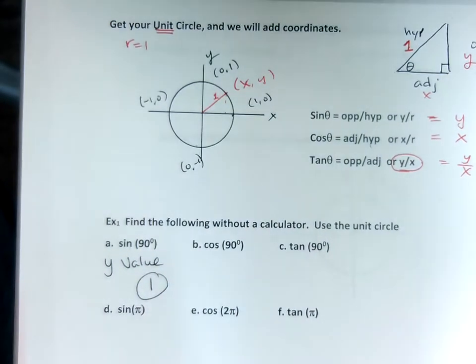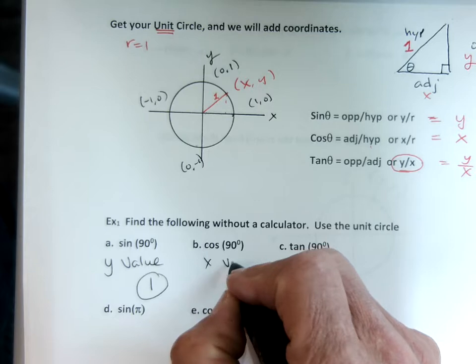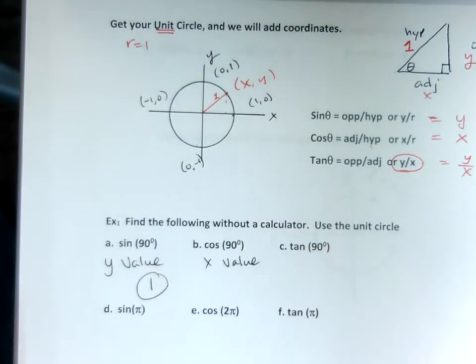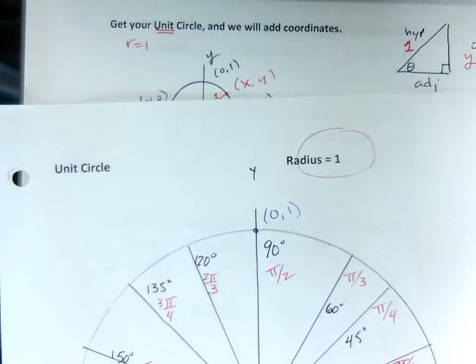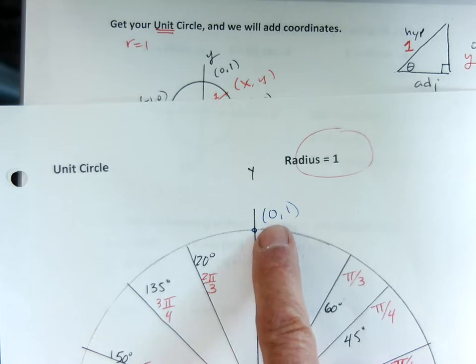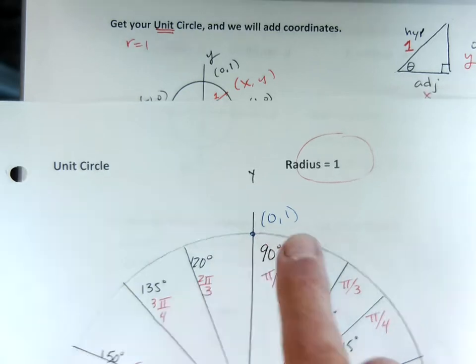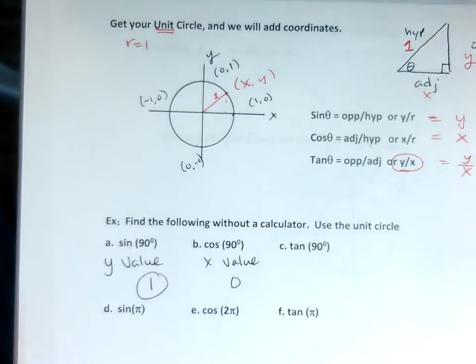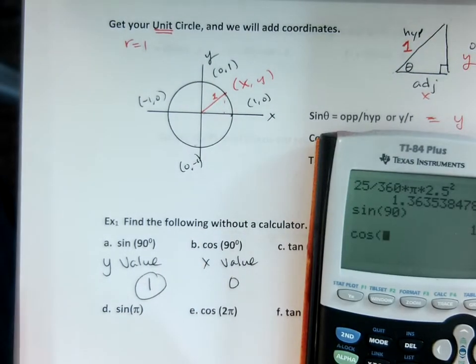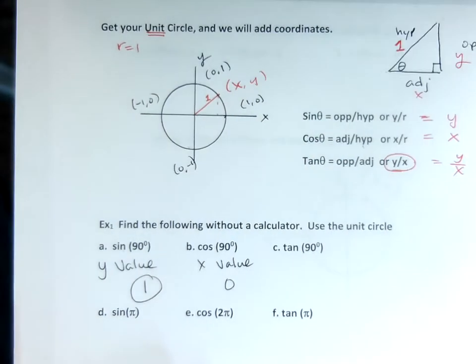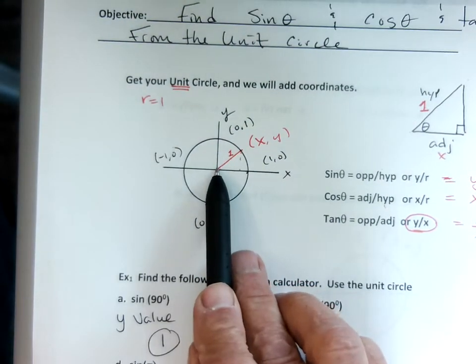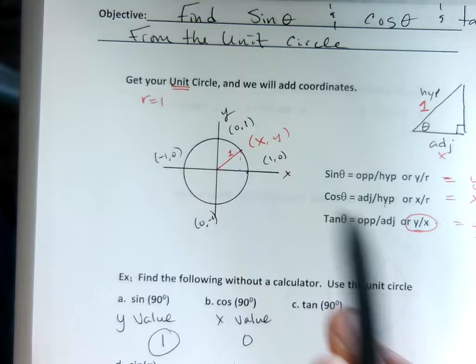Cosine of 90. Cosine of 90 is the x value. So I go to my unit circle, I'm at 90 degrees. What's my corresponding x value? 0, right? Cosine 90, guess what we're going to get? 0. Because as an x value, it has to be 0, right?